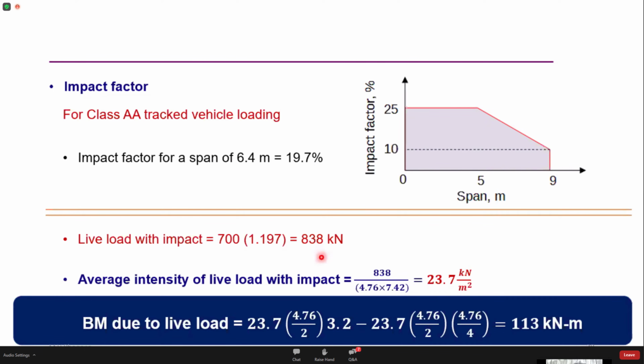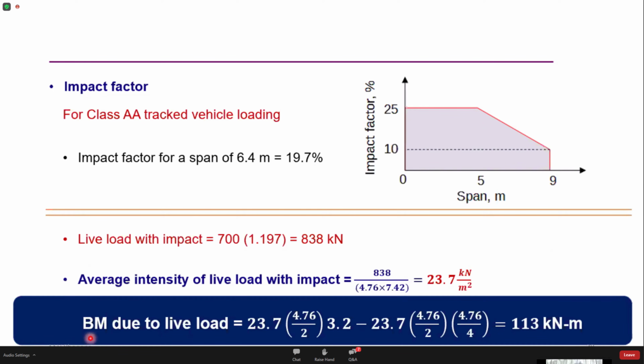So what I'm going to do here is calculate the average intensity of live load with impact. So now that works out to live load with impact divided by the effective area. Now this works out to 23.7 kilonewton per meter square. So now we have the live load with impact for IRC class AA loading.